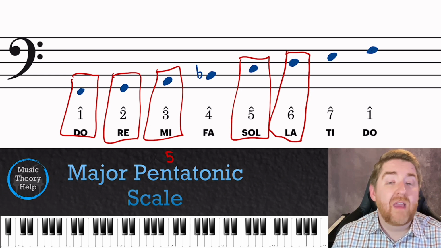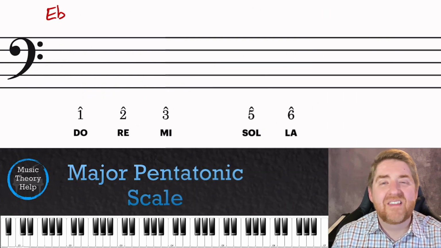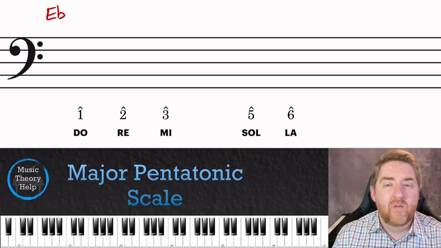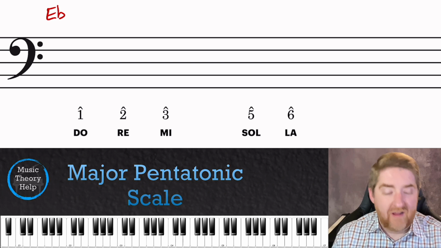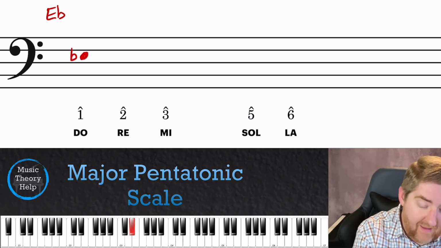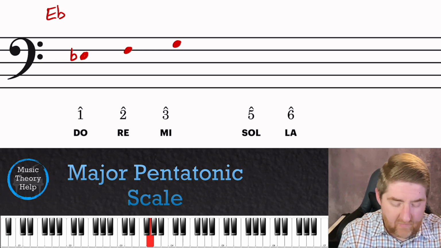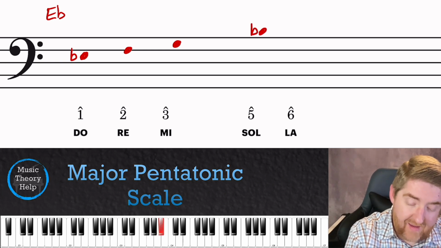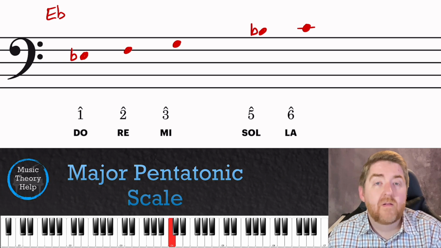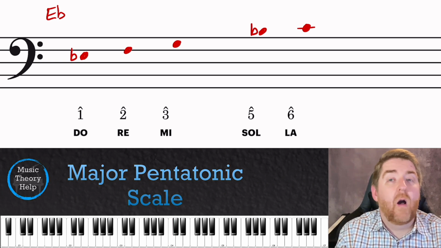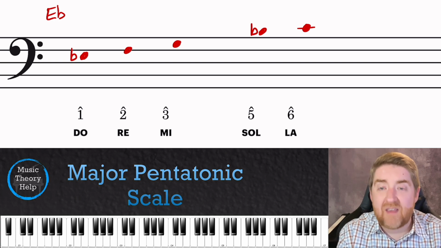We might be asked to write a major pentatonic scale starting on different pitches in different keys. So E flat, we have to write scale degree 1, 2, 3, 5, and 6 starting on E flat. E flat, F, G, moving up to so, B flat, and la, 6 is C. So there we go. We're not writing all the notes of our major scale, but just a subset of them.